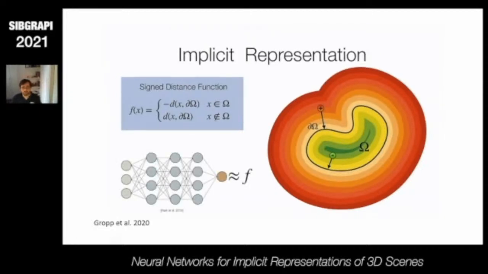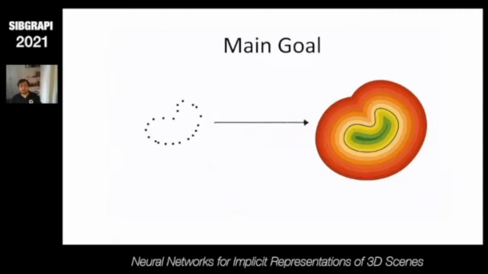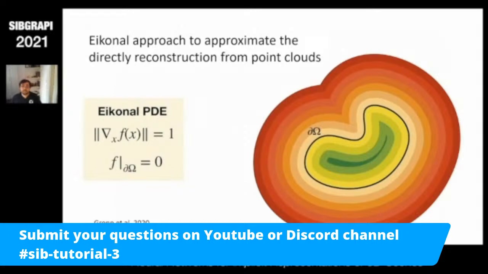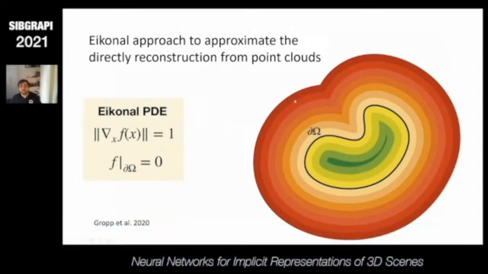Several papers propose to use deep neural networks to approximate an SDF. However, here, the main goal of this work is to learn complex shapes directly from raw points. The authors utilized the connection between SDF and the eikonal partial differential equation.